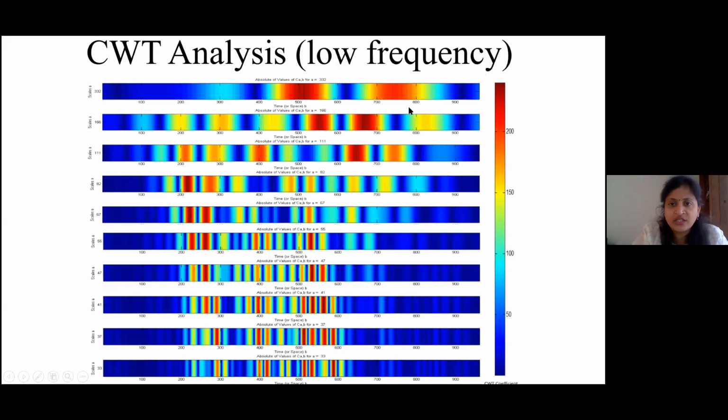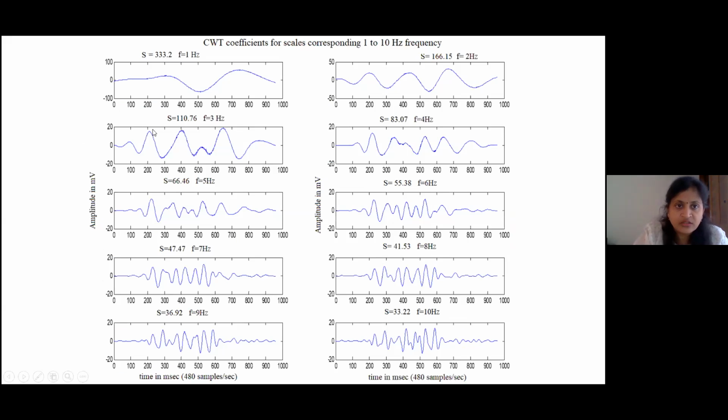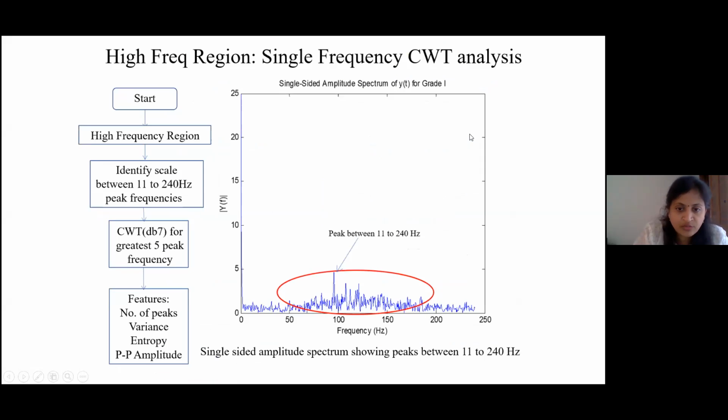So here, in the CWT analysis at the low frequencies, you can see the very highest CWT coefficients. This is at 1 Hertz, 3 Hertz, 5 Hertz, 6 Hertz, 10 Hertz. You can do this kind of analysis by using the CWT, as well as in the high frequency region. This is a high frequency region, and here is a peak. You can identify this single frequency, and at this single frequency also you can do the CWT analysis. You can design your mother wavelet and do the analysis.